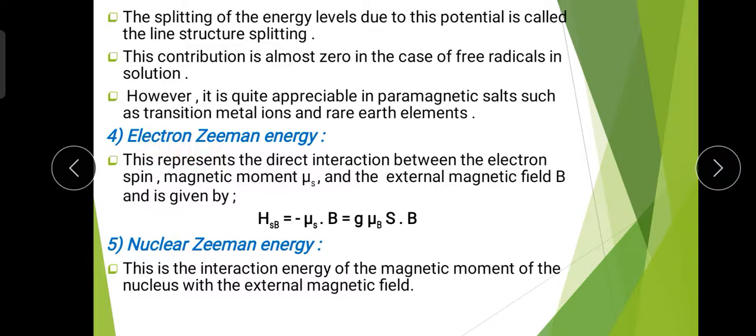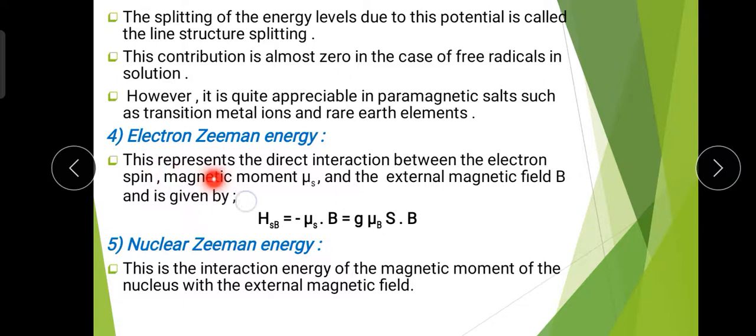Next one is the electron Zeeman energy. We know what the Zeeman effect is. If we place an atom or molecule or ion in the presence of an external strong magnetic field, then there is a splitting of the energy levels, and this phenomenon is known as the Zeeman effect. So here we get the electron Zeeman energy. That means if we place an electron in the presence of an external magnetic field, there is an interaction between the electron spin and the external magnetic field, and due to this interaction we get one type of energy, which is known as the electron Zeeman energy.